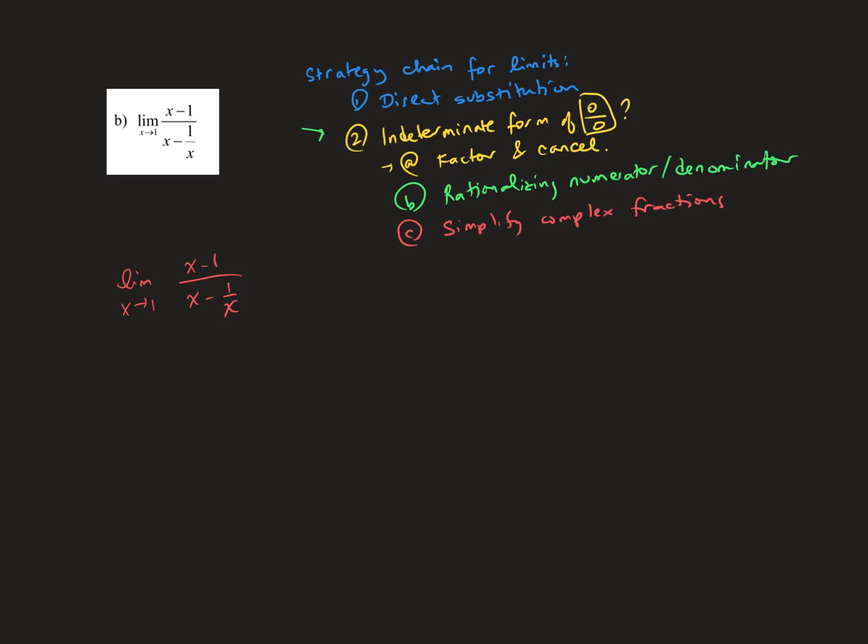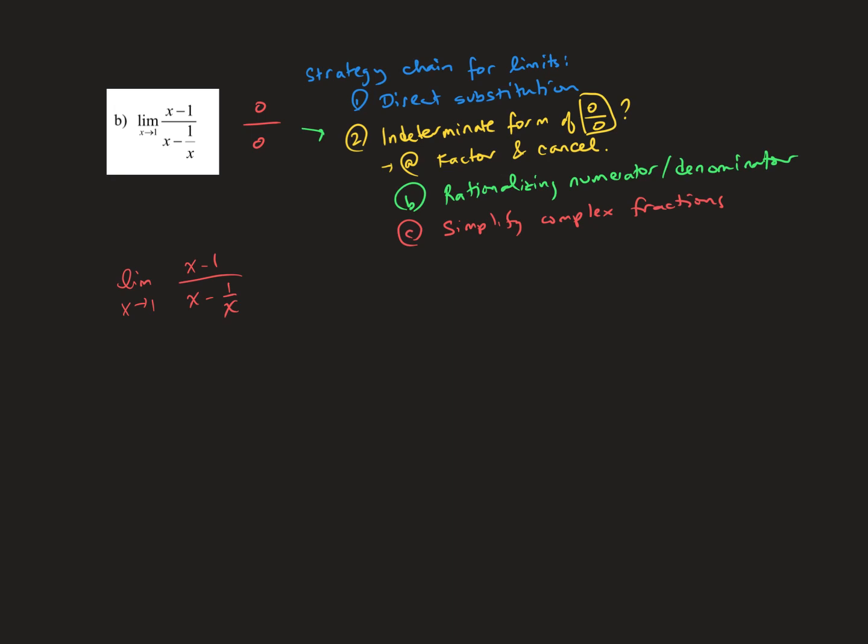All right, let's move on to the next indeterminate form strategy, which is to simplify complex fractions. So as always, we would start this limit problem by doing direct substitution, plugging one in, seeing what we get. And 1 minus 1 is 0, and then 1 minus 1 over 1 is also 0. So again, we have an indeterminate form. We couldn't factor and cancel because the thing on the bottom isn't a polynomial. And we can't do rationalization because there's no radicals on top or bottom.